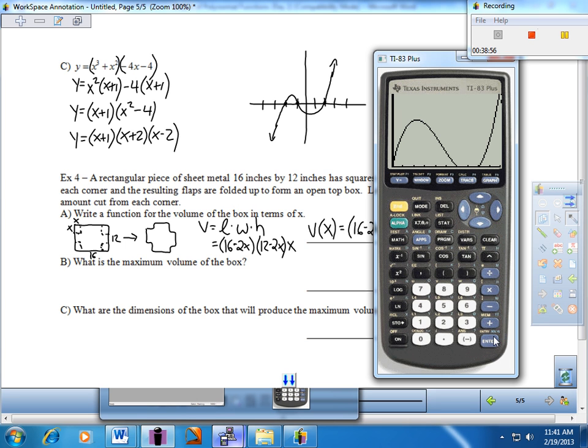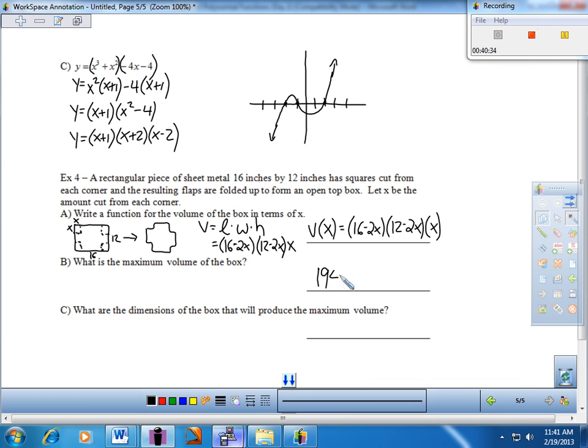Ooh, and there it is. So remember what's going on here? There's the max. This is the x value that produces the best volume. This is the best volume for this box. So I'm going to write a couple things down right here just for a moment. It looks like the volume is 194.07, and this would be cubic inches.